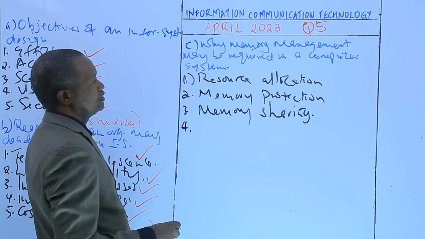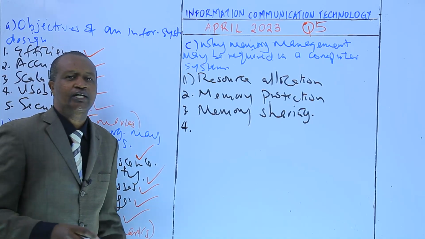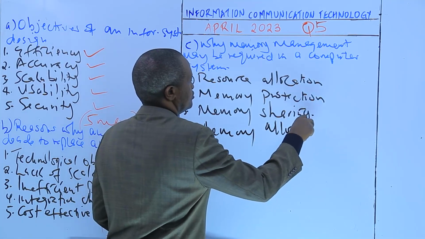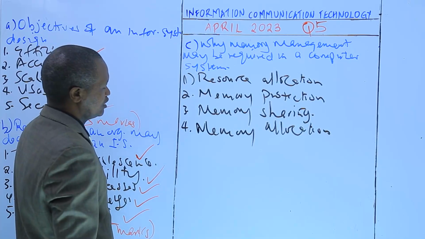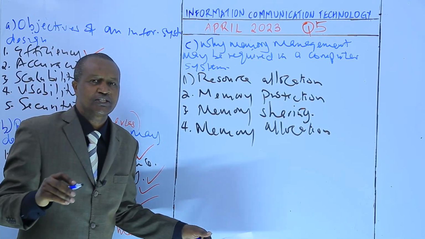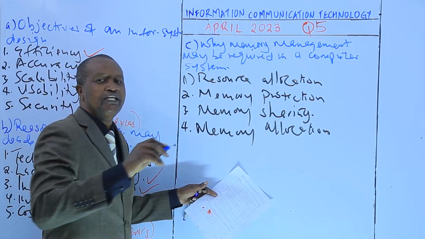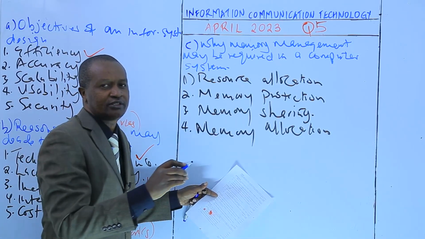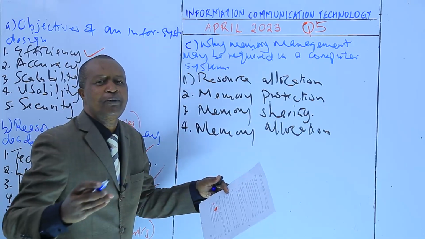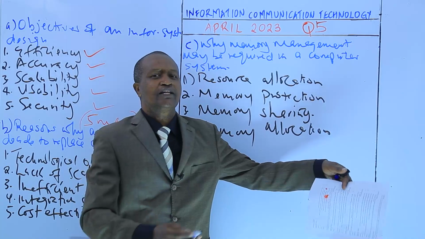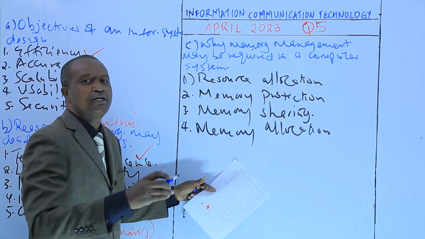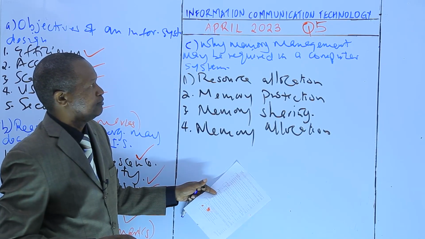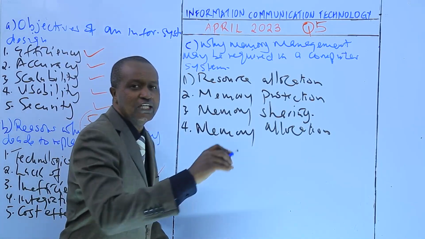The fourth reason is known as memory allocation. Point number 4, memory allocation. When a process or program terminates or is no longer in use, memory management handles the deallocation of the associated memory. And it does that by freeing up memory space and makes it available for other processes or programs, and thereby preventing memory wastage and memory fragmentation. So memory management is required because of memory allocation.